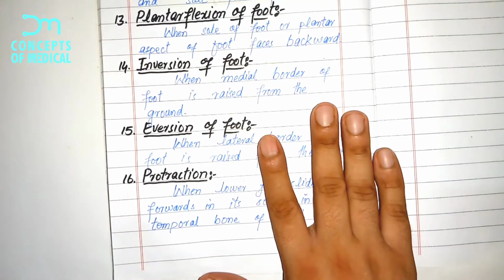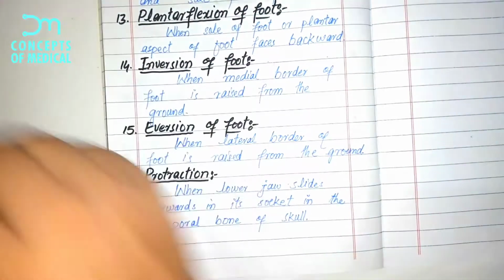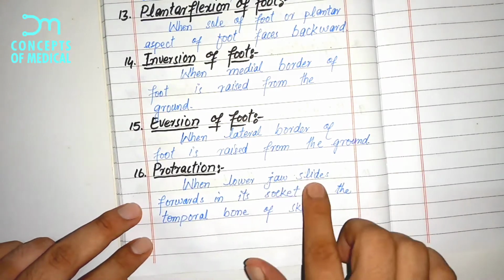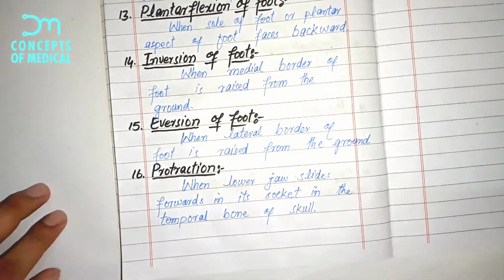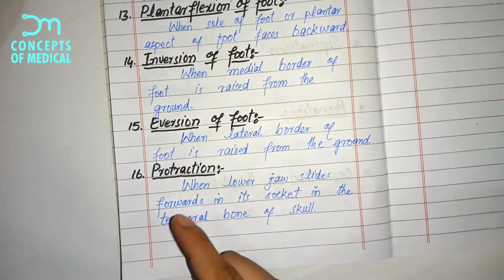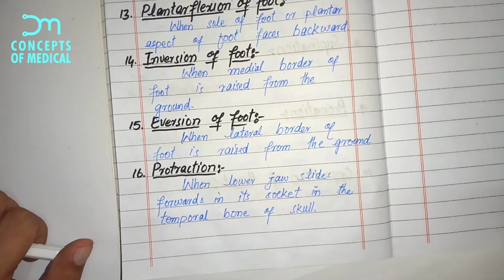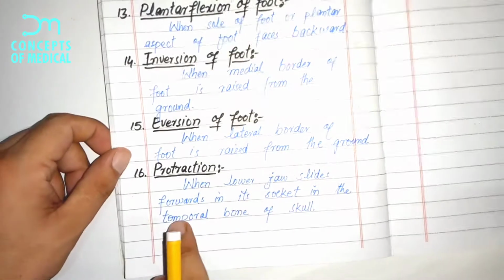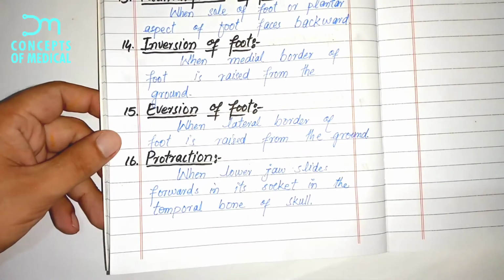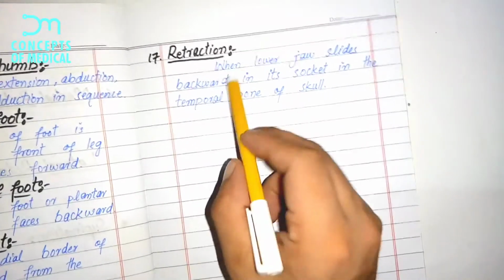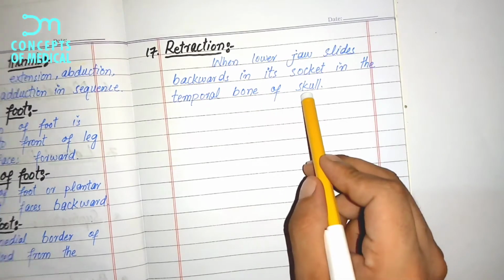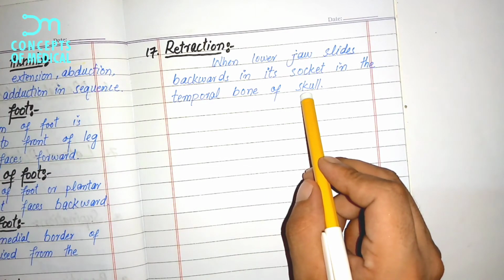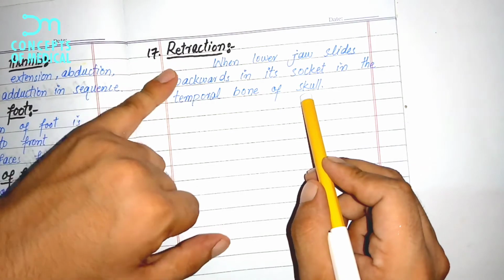Another term here is protraction. This is a very important term. Protraction is when the lower jaw slides forward in its socket in the temporal bone of the skull. When I move my lower jaw a little bit forward, this movement is called protraction, and its reverse movement is called retraction, when the lower jaw slides backward in its socket in the temporal bone of the skull.